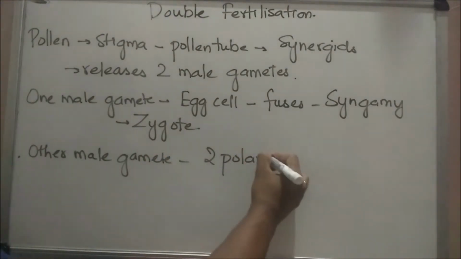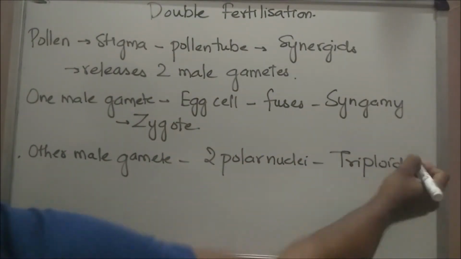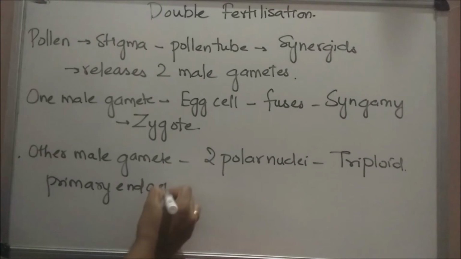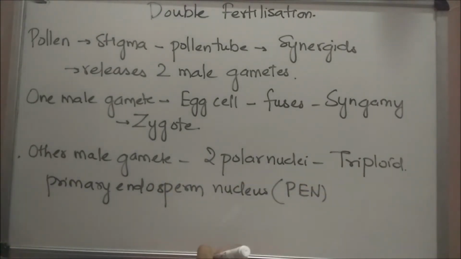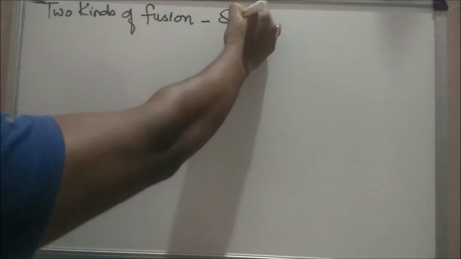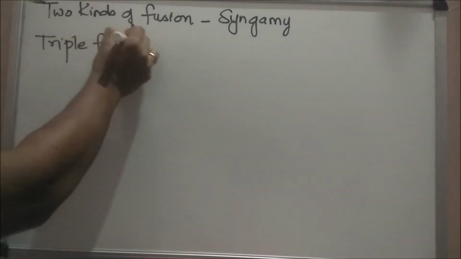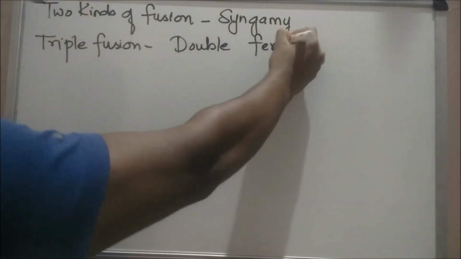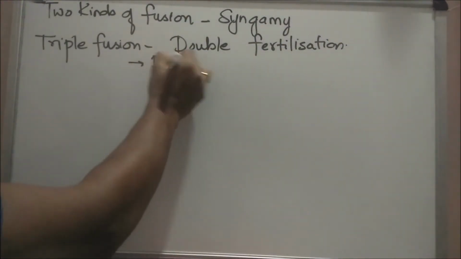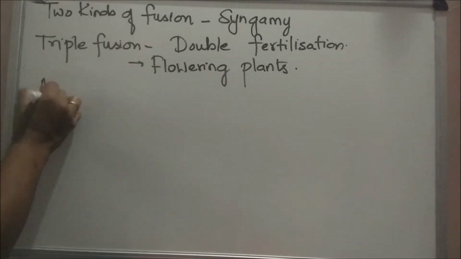The other male gamete fuses with the two polar nuclei and forms a triploid, that is, the primary endosperm nucleus. This is termed as triple fusion. Since two kinds of fusion, syngamy and triple fusion, take place, the process is known as double fertilization, as it is characteristic of flowering plants.